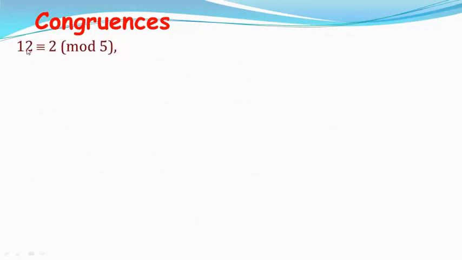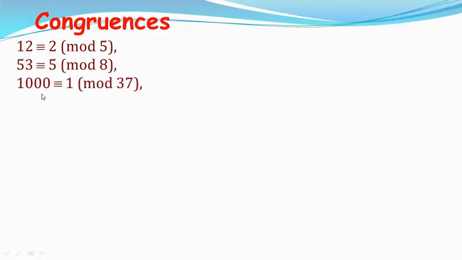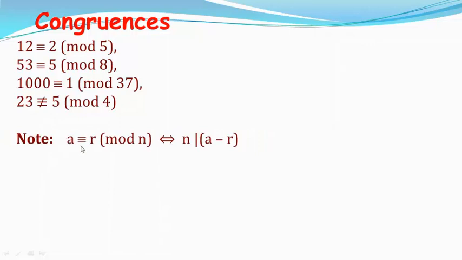So we have that 12 is congruent to 2 mod 5 because 12 minus 2, that is 10, is divisible by 5. 53 is congruent to 5 modulo 8 because 53 minus 5 is 48, which is divisible by 8. 1000 is congruent to 1 modulo 37 because 1000 minus 1, that is 999, is divisible by 37. But 23 is not congruent to 5 modulo 4 because 23 minus 5, that is 18, is not divisible by 4.